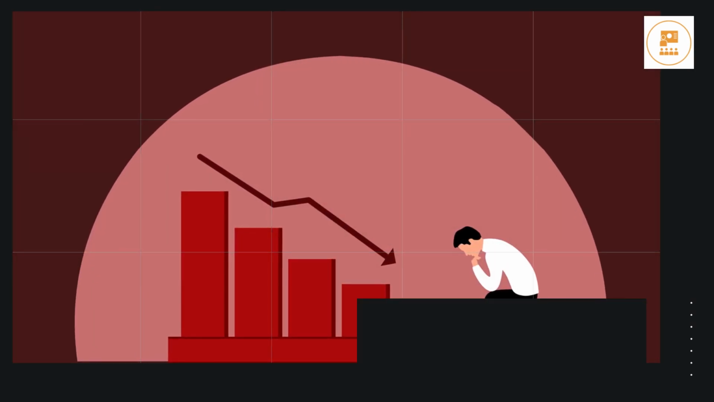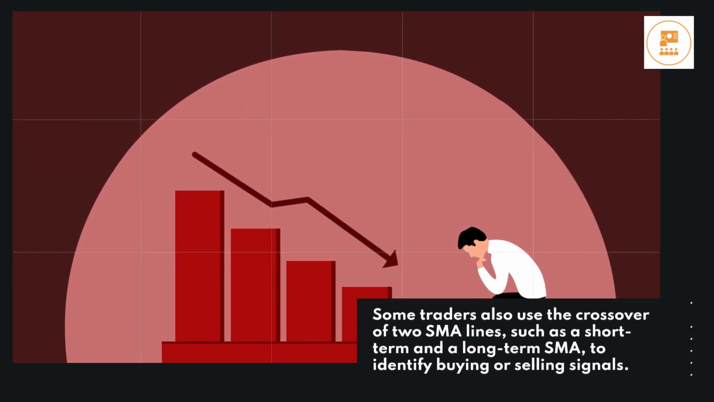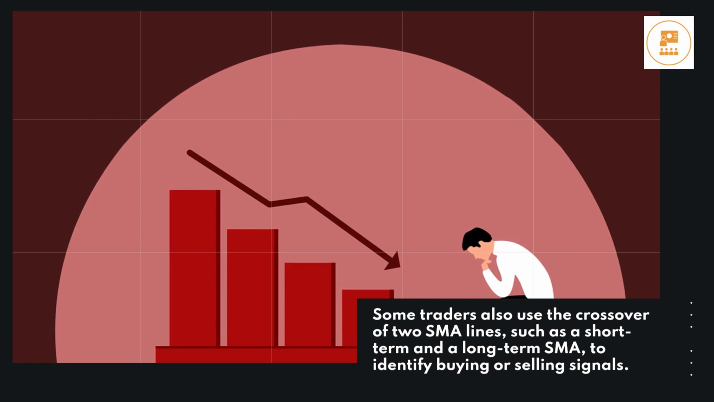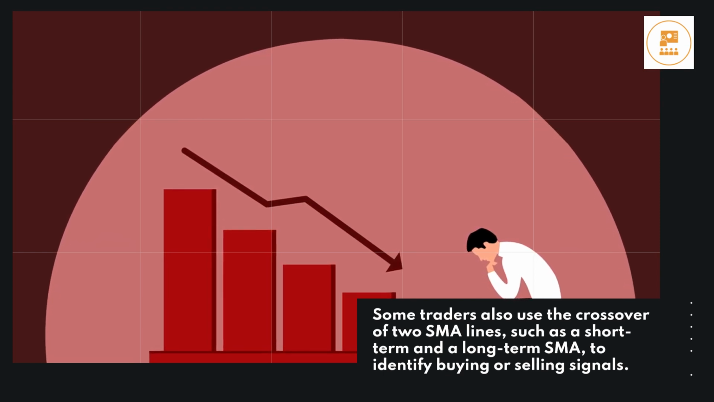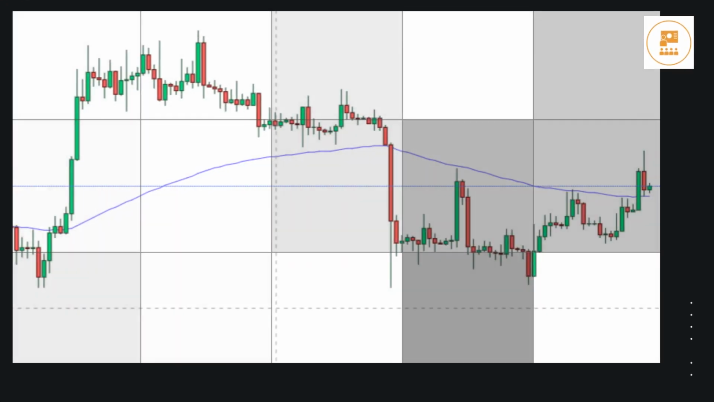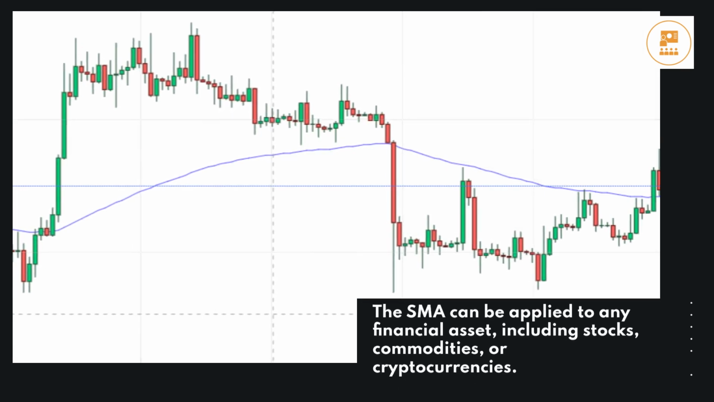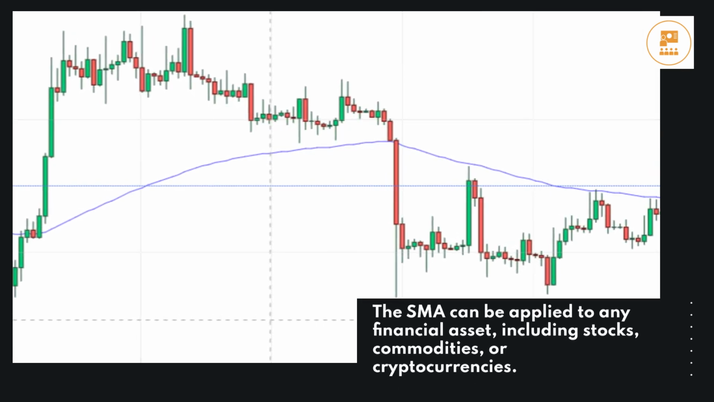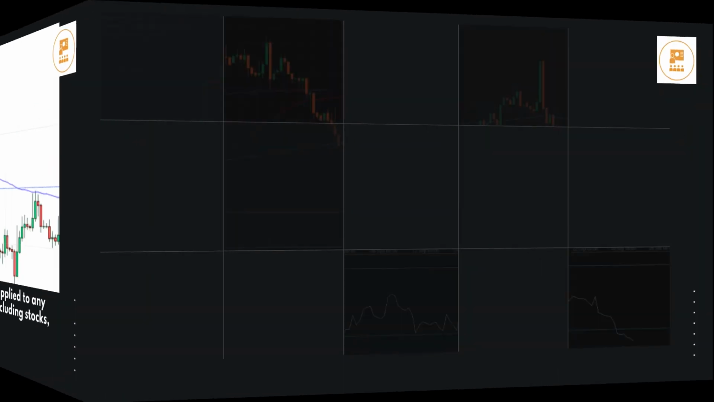Some traders also use the crossover of two SMA lines, such as a short-term and a long-term SMA, to identify buying or selling signals. The SMA can be applied to any financial asset, including stocks, commodities, or cryptocurrencies.